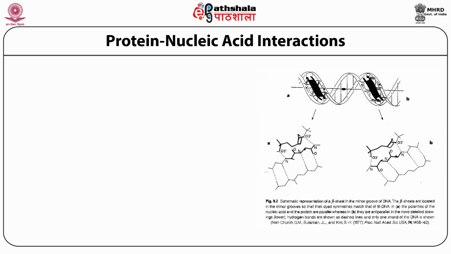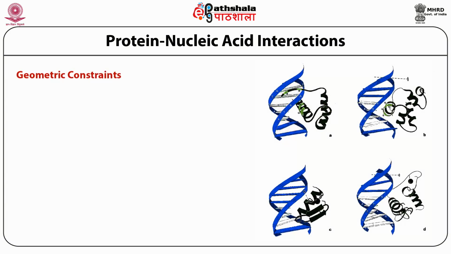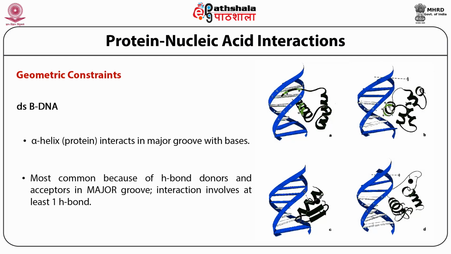Protein nucleic acid interaction against the geometric constraints: for double strand DNA, high charge protein domains that interact with it have a complementary surface, and polar charged chains interact with the phosphate oxygens. So this is how the interactions work: the polar side interacts with the polar part, the non-polar side interacts with the non-polar part. Geometric constraints of double strand B-DNA: an alpha helix interacts in the major groove with the bases, most commonly because of the hydrogen bond donors and acceptors in the major groove. Interactions involved can be identified using protein nucleic acid interactions.